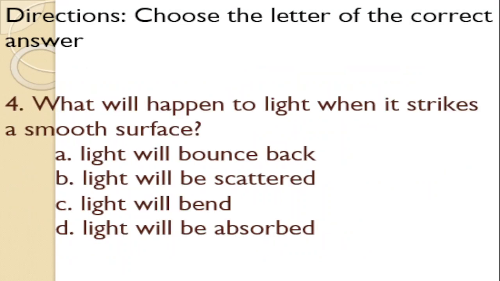Question number 4. What will happen to light when it strikes a smooth surface? A. Light will bounce back. B. Light will be scattered. C. Light will bend. And D. Light will be absorbed.